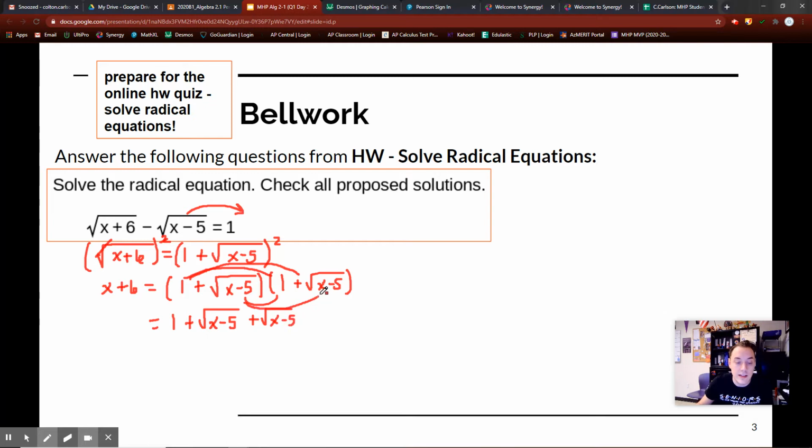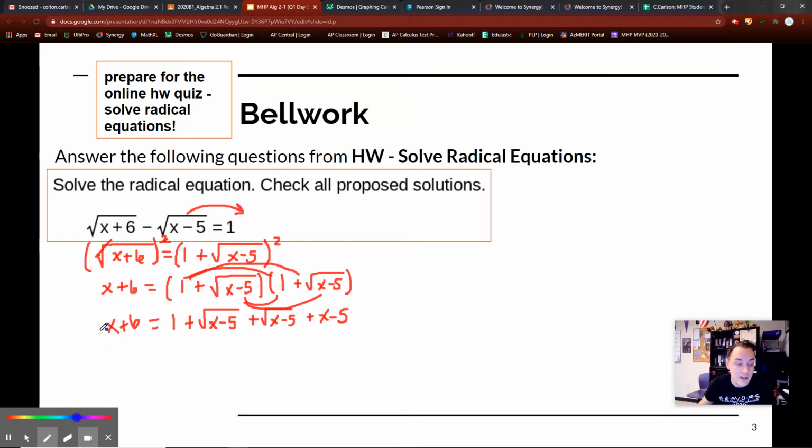And then when I take these 2 together, remember, the square root of 3 times the square root of 3 is 3, or the square root of 5 times the square root of 5 is 5. If they're the exact same base with the same index, all I take is the base, so plus x minus 5. And then I'm done. Of course, I still have x plus 6 on this side. Let's start simplifying this out in blue.